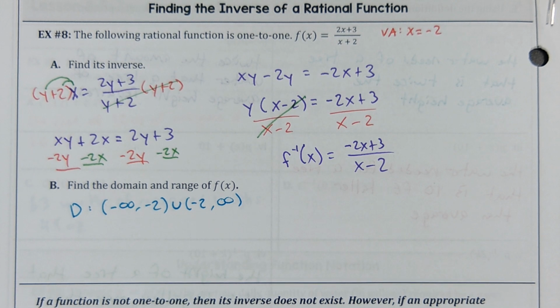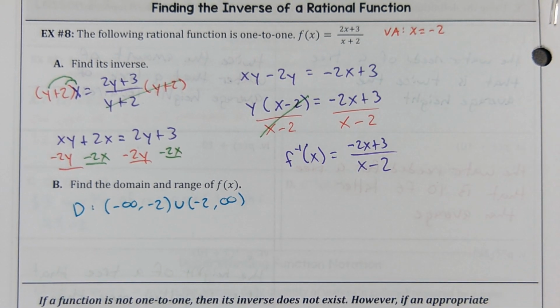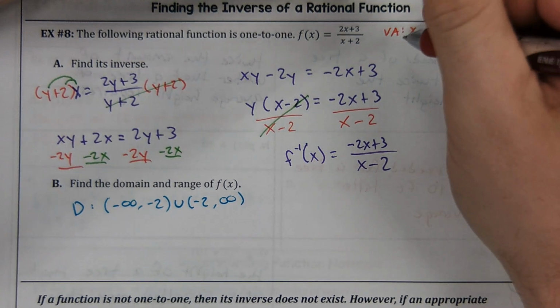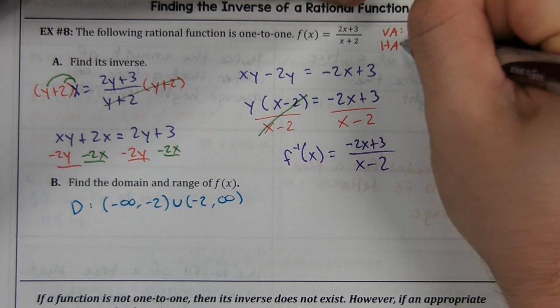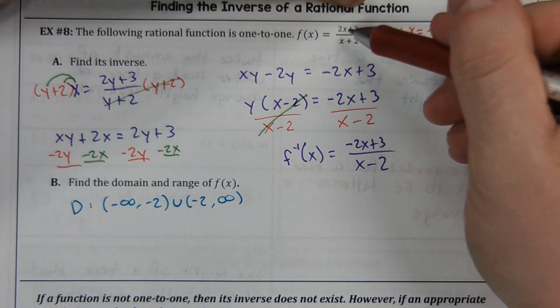The range of f, well, this is a rational function that is linear over linear. And what I see is the degree on the top is equal to the degree on the bottom. That tells us that this graph is going to have what kind of structure? Thinking back to our rational stuff, when we have same degree on the top and bottom, we have a horizontal asymptote at what? At y equals 2 over 1.